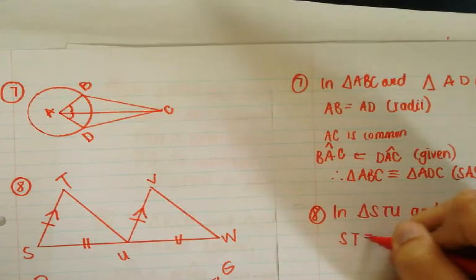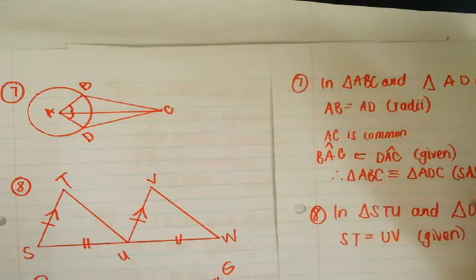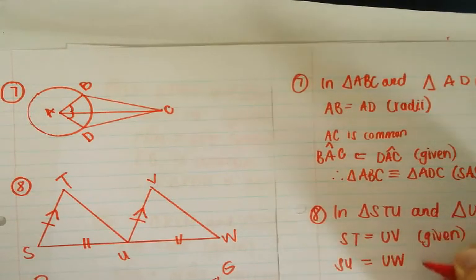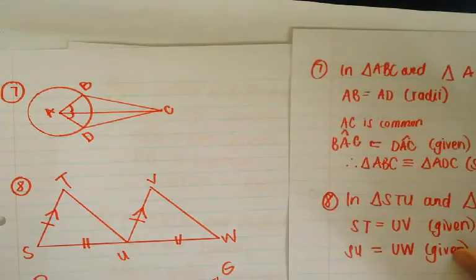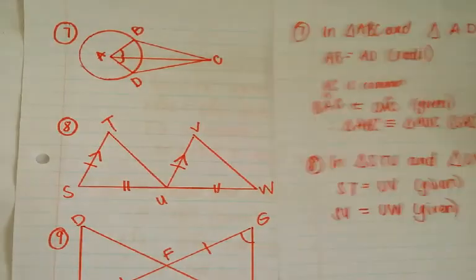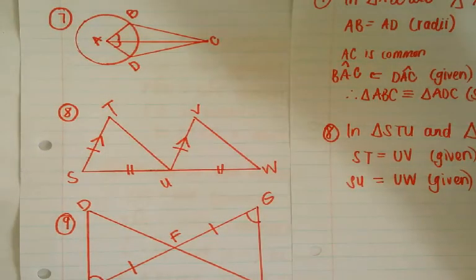ST is equal to UV given. SU is equal to UW given. And now I have 2 sides. Okay. And the only options are side, side, side, or side included angle side. So that's telling me I'm looking for the included angle.